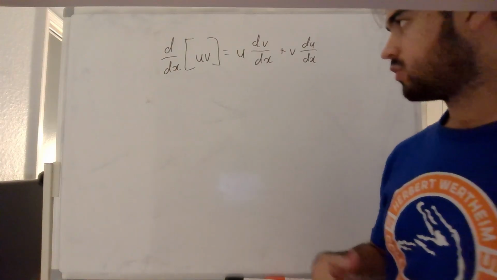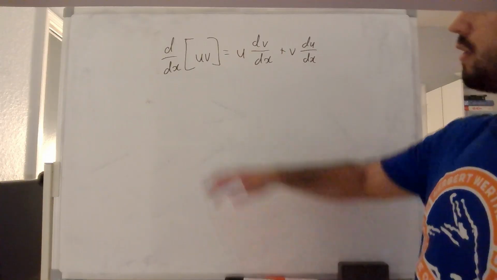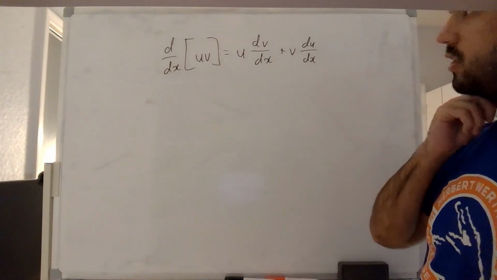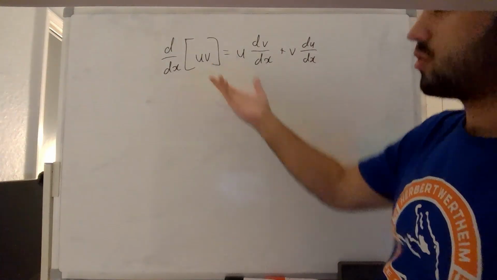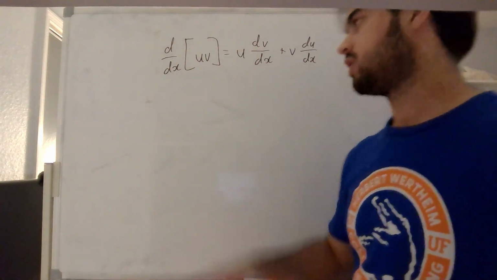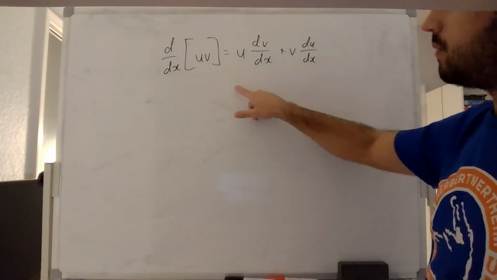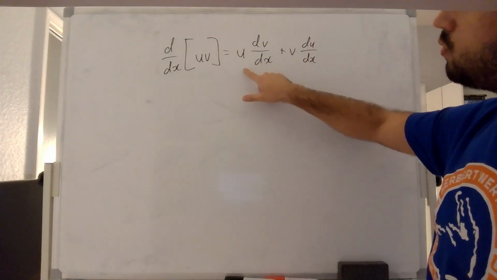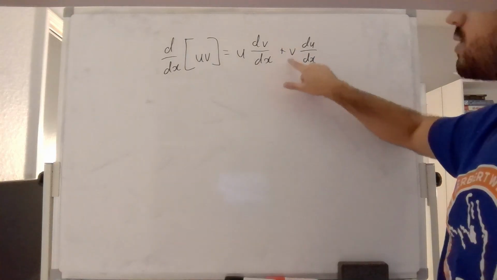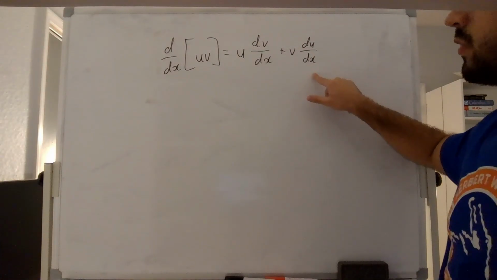So the derivation of the formula starts off with the product rule for differentiation. If we take the derivative, so assuming u and v are functions of x, we take the derivative with respect to x of u times v, we'll get u times the derivative of v plus v times the derivative of u.